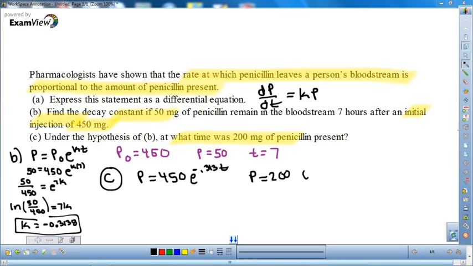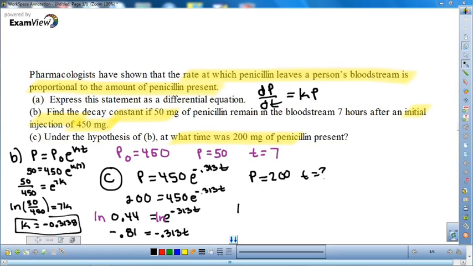So I know that I want to know the time when 200 milligrams is present. So I'm going to substitute that into my equation. I'm going to divide by 450. And my time ends up being about 2.583 hours.